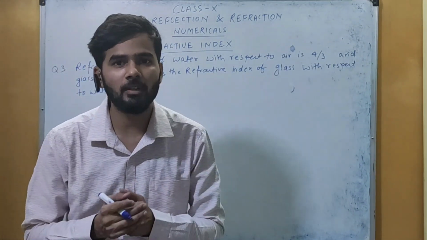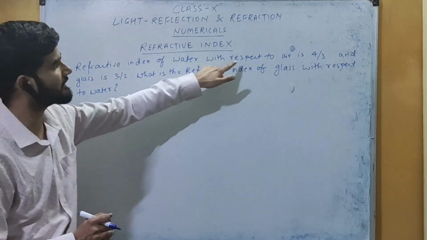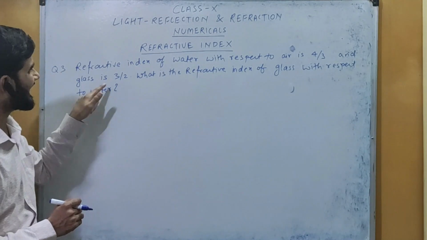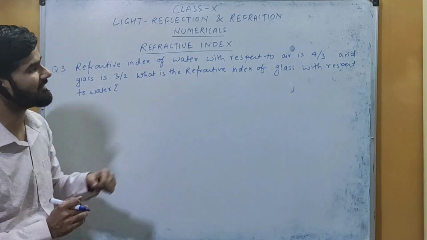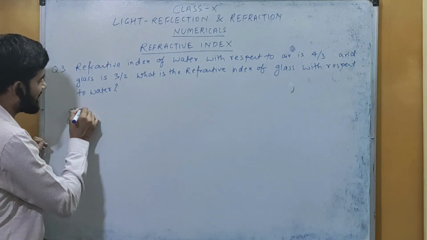So now let us solve one more numerical based on the refractive index. This question is, refractive index of water with respect to air is 4 by 3 and glass is 3 by 2. What is the refractive index of glass with respect to water? So first of all we have to write the given data.